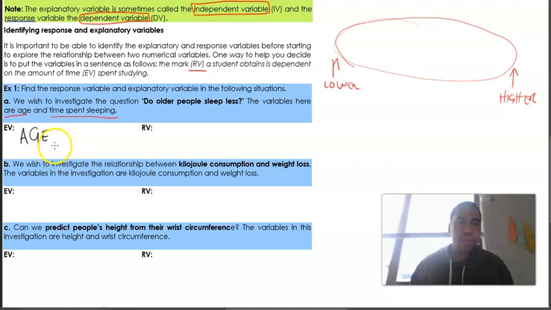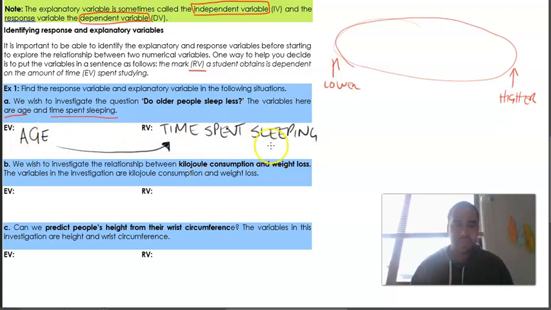Because of my age, I can make a prediction, and it's easy for me to make a prediction from all the results that I get, that my age can help me predict time spent sleeping. So this explains this. The age can explain how much time I spent sleeping based on the data that I get, and I can make predictions on this.